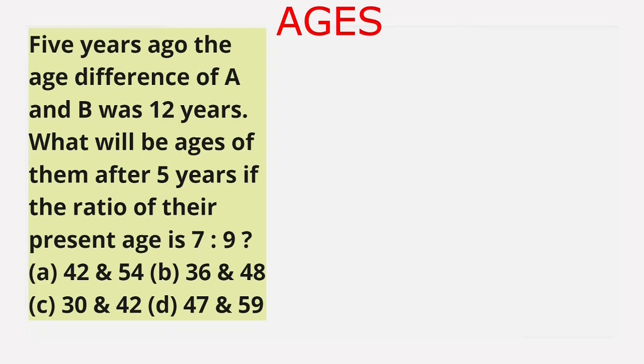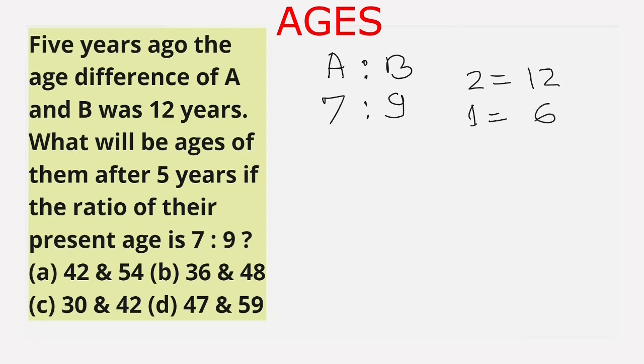So I write A ratio B is 7:9, and 7 and 9 have the difference of 2. So 2 is equal to 12 years as given to us. Therefore 1 equals 6. So the age of A is 7 times 6, which is 42, and the age of B is 9 times 6, which is 54. And it is asked what will be their ages after 5 years.